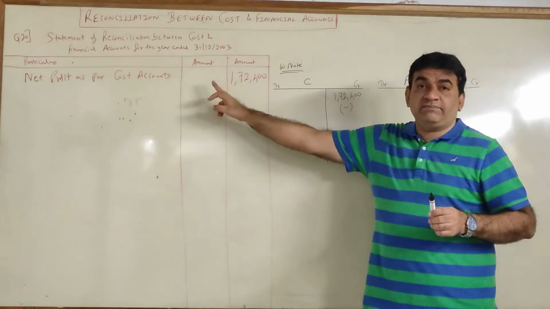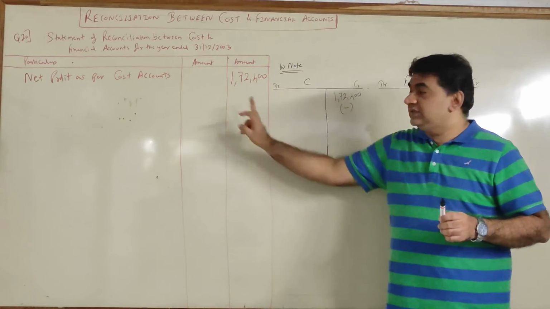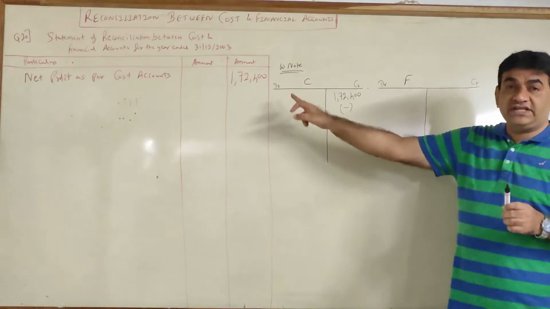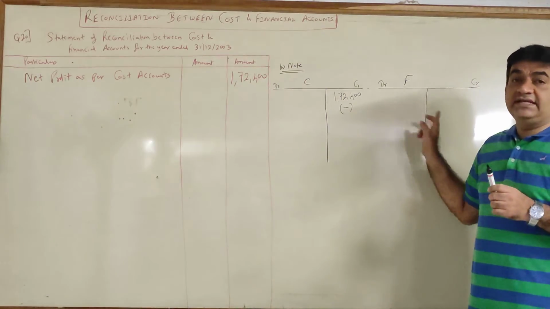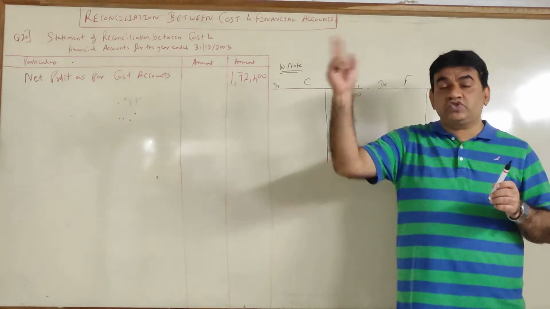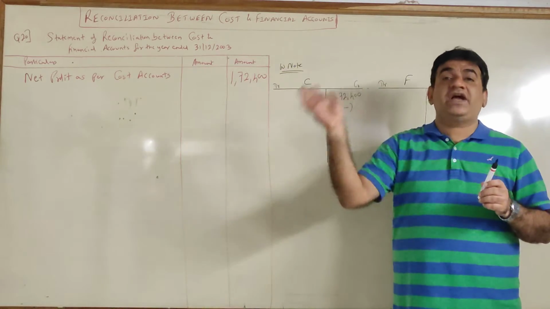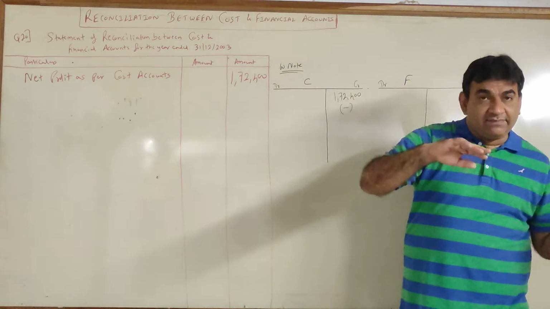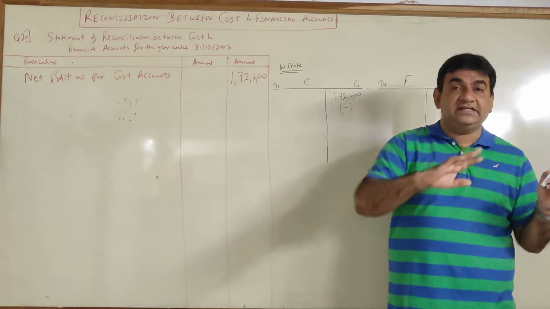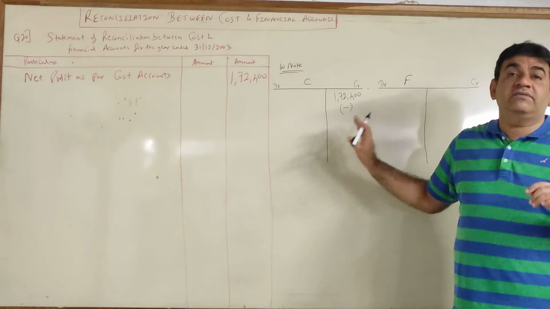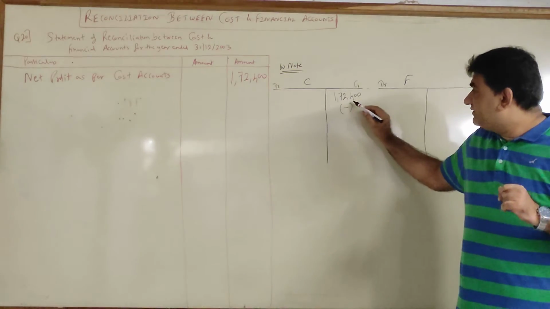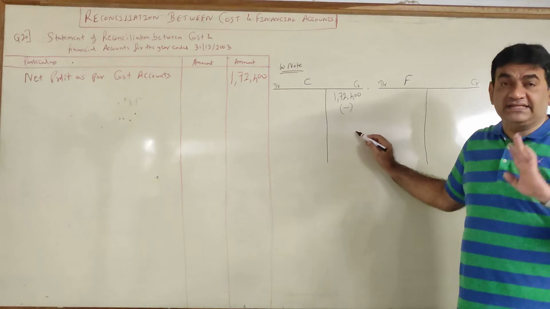Even if this was net profit as per financial accounts, you would have written it here and then put a minus sign. Because I am changing from one box to another, so I have to reduce it. It can be addition also, but when you change it, we take the difference. That is the reason for putting a minus sign. So below 172,400 put a minus sign.